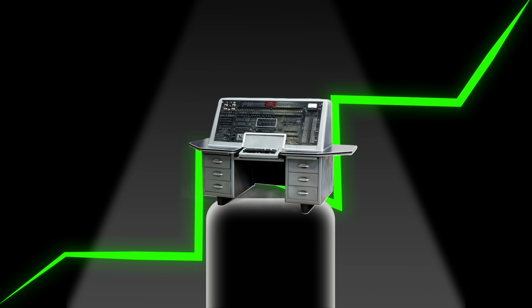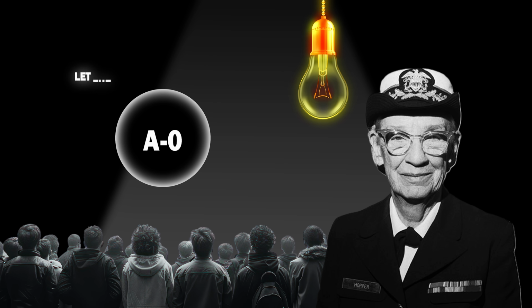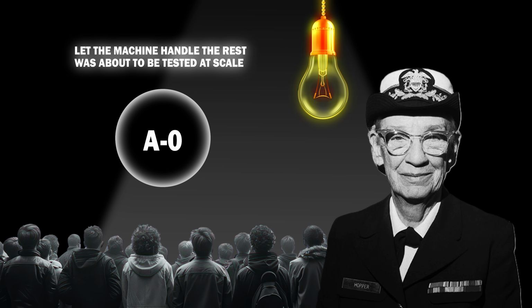By the mid-1950s, computers had grown faster, but the human mind had not. What Grace Hopper had glimpsed with A-0, the idea that humans could speak in their own terms and let the machine handle the rest, was about to be tested at scale.